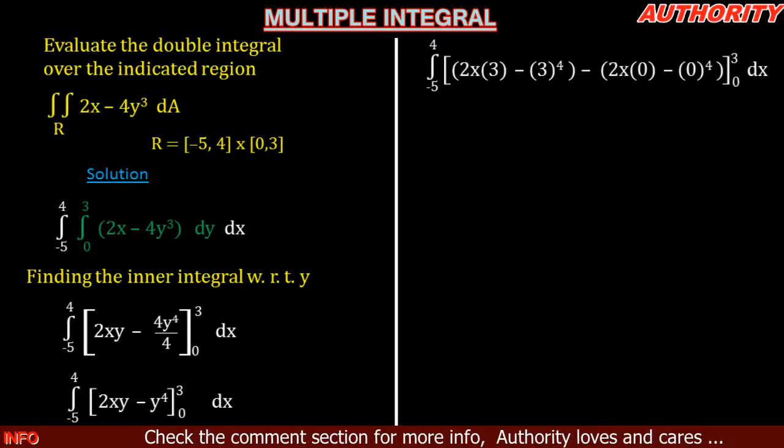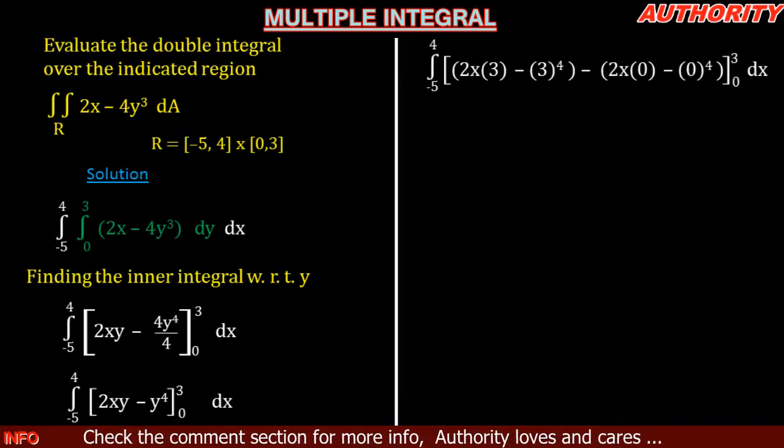We have the integral from minus 5 to 4, placing 3 anywhere we see y. We're going to have 2x, in place of y we replace it with 3, minus y raised to power 4, in place of y we replace it with 3 raised to power 4, all in bracket, minus. Anywhere we see y now, we replace it with 0. We're going to have 2x times 0, minus 0 raised to power 4. So where we replace y with 0, it's going to give us 0, right?